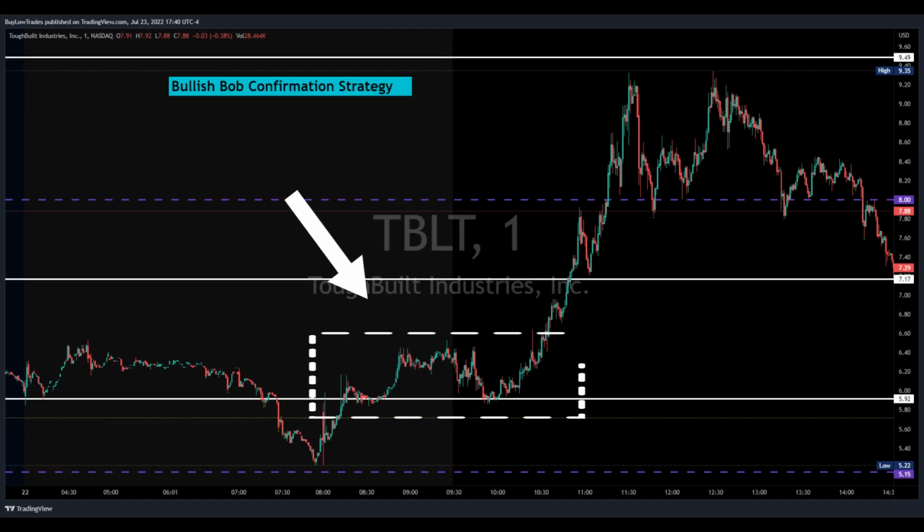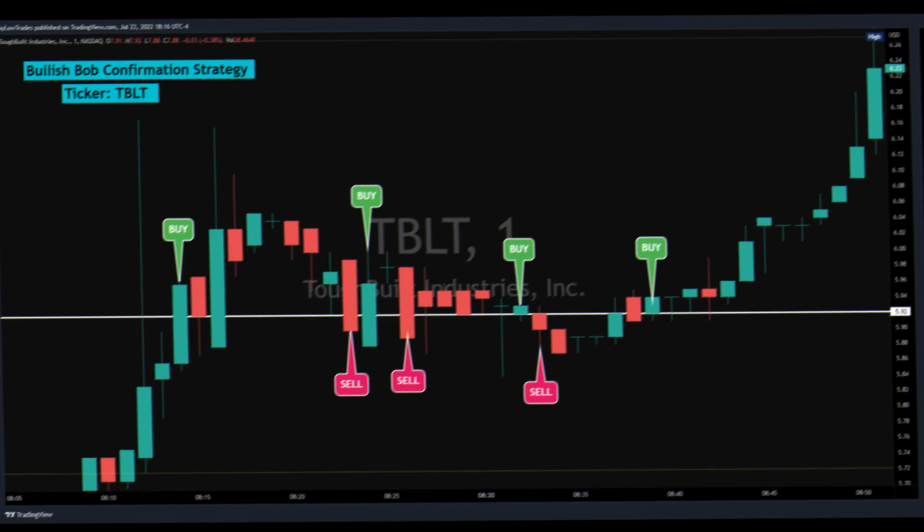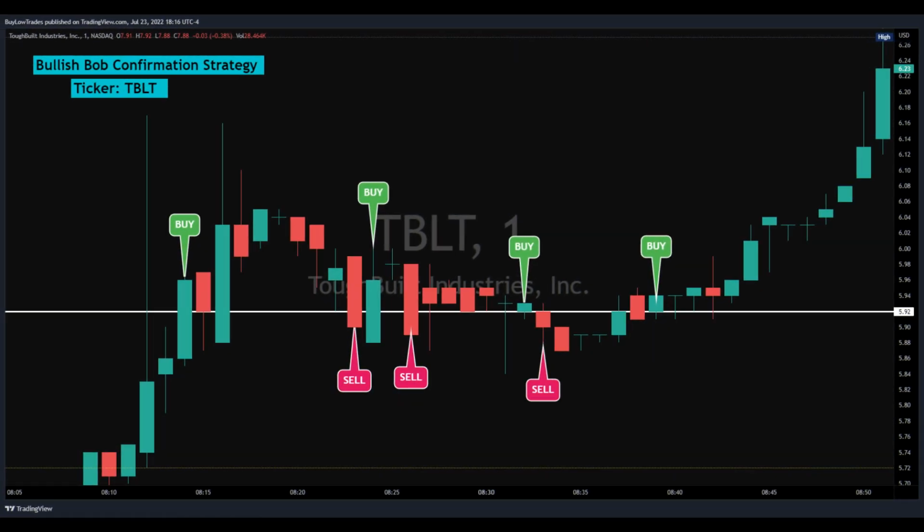Now let's have a closer look at this area for price action and see if we can find any entries or exits using the confirmation strategy. Okay, now we have it all zoomed in. We're looking at our level of interest and looking for any candle to close over resistance as an entry and any candle to close below support as an exit. Let me go ahead and mark those now. Alright, there we go. Now we can see that we have multiple buys and multiple sells.